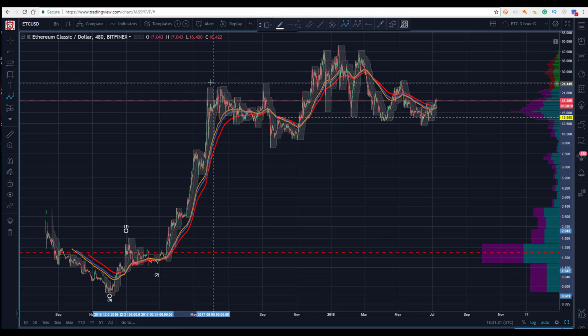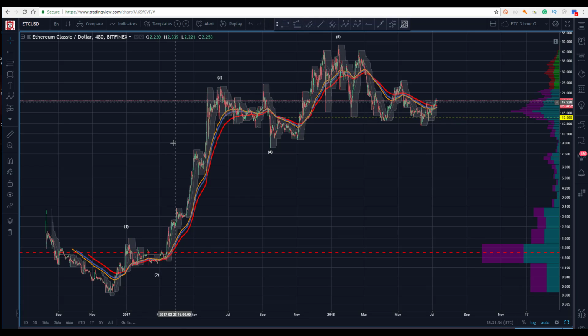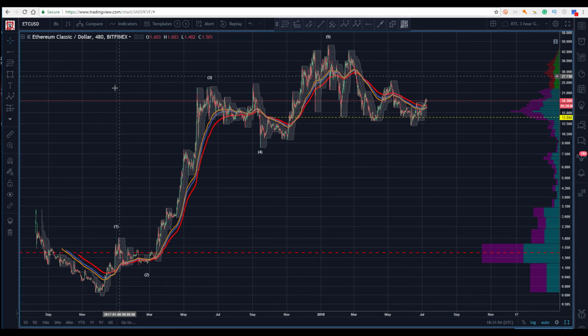Given that, it's fairly obvious what we can do. There's my 3. It looks like I've got an expanded flat here, and then I go up and put in my 5. Once you put it into log scale, it's not that hard to see what we've got. I've got a clear impulsive wave structure from low to high, going all the way back to early 2016 to this high here, which was January of 18. So you've got a nice trend there that is clearly a 5-wave impulsive structure.